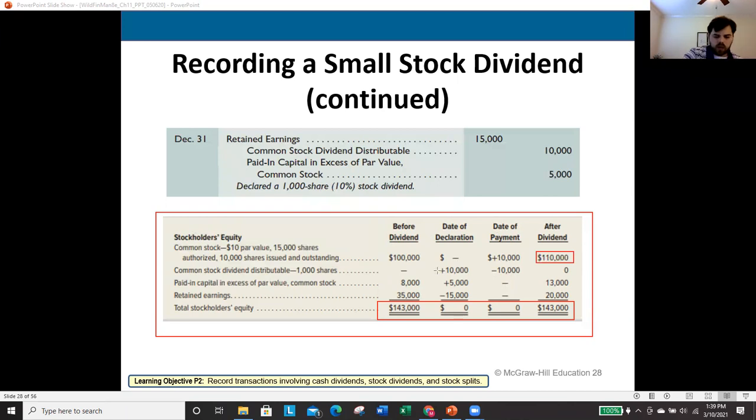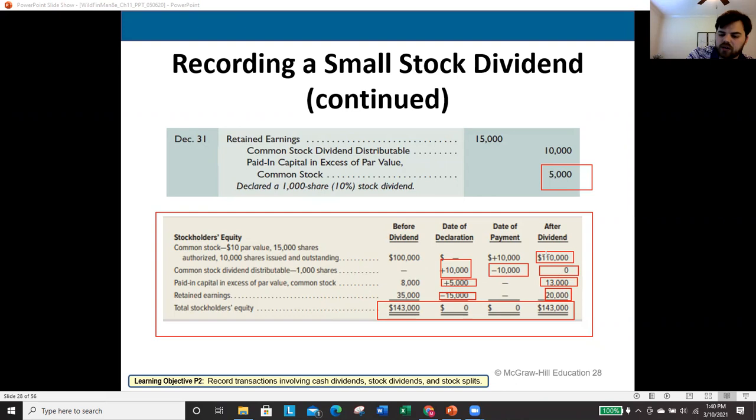But before I actually issued my dividend, on my date of declaration, I increased common stock dividend distributable by 10. But then when I issued that, that went away. So there was a zero net here. Then I come in and I see that my paid-in capital in excess of par, of course, went up by this 5,000. So there's a $5,000 increase here. But my retained earnings, in this case, came down by 15,000. And so that comes through here.